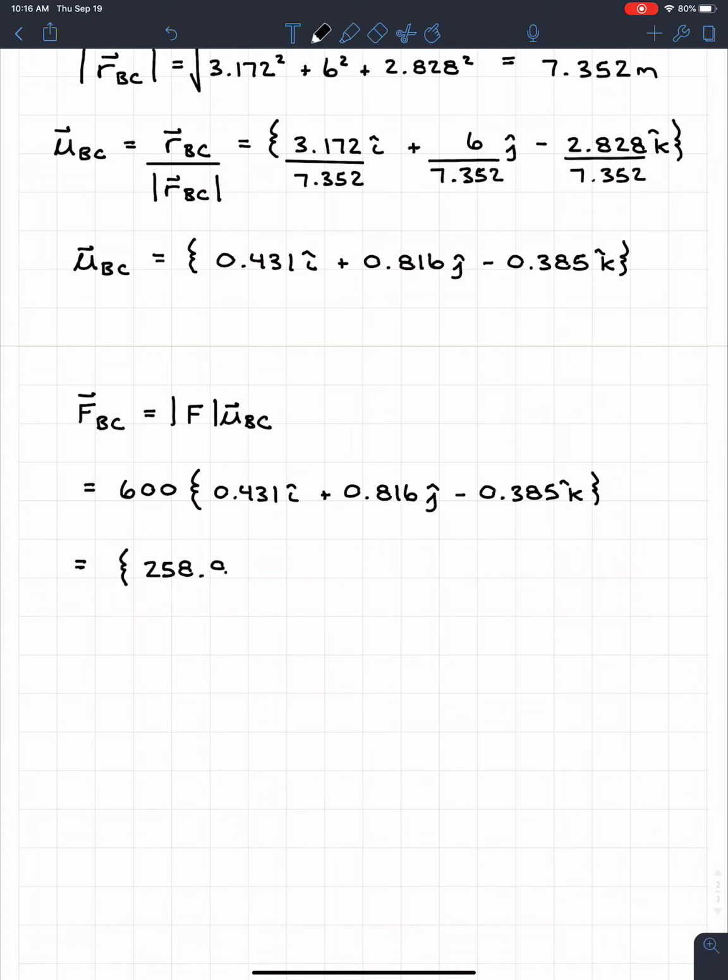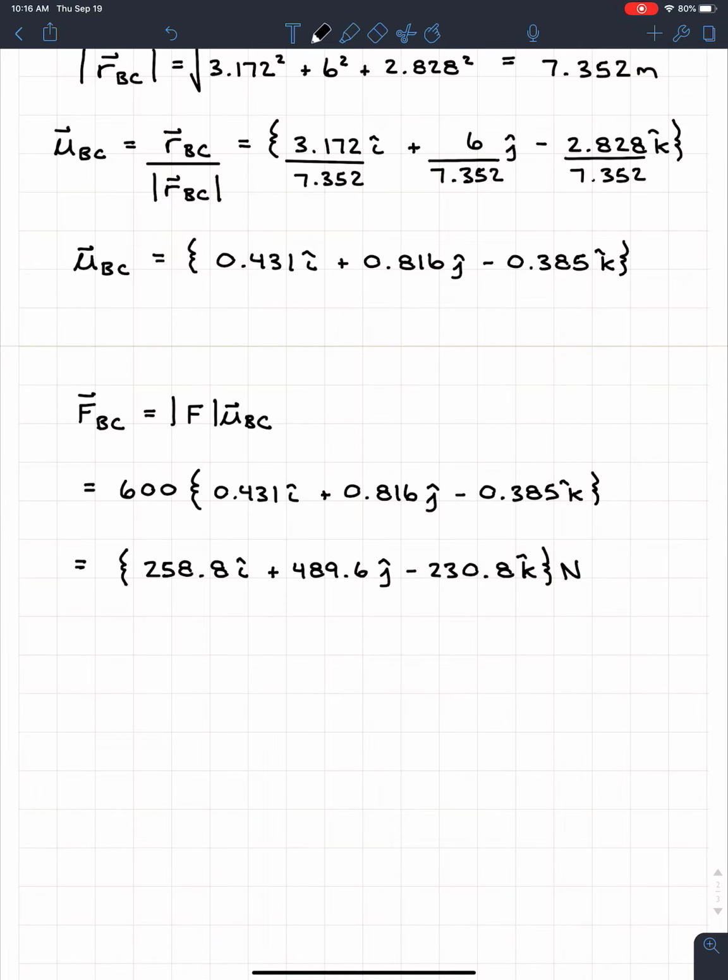And this vector is 258.8 in the i direction, plus 489.6 in the j direction, and the last component is negative 230.8 in the k direction. So we can close out the bracket, and remember that this is a force vector, so it has units of newtons. So this is more or less kind of the hardest part of this example.